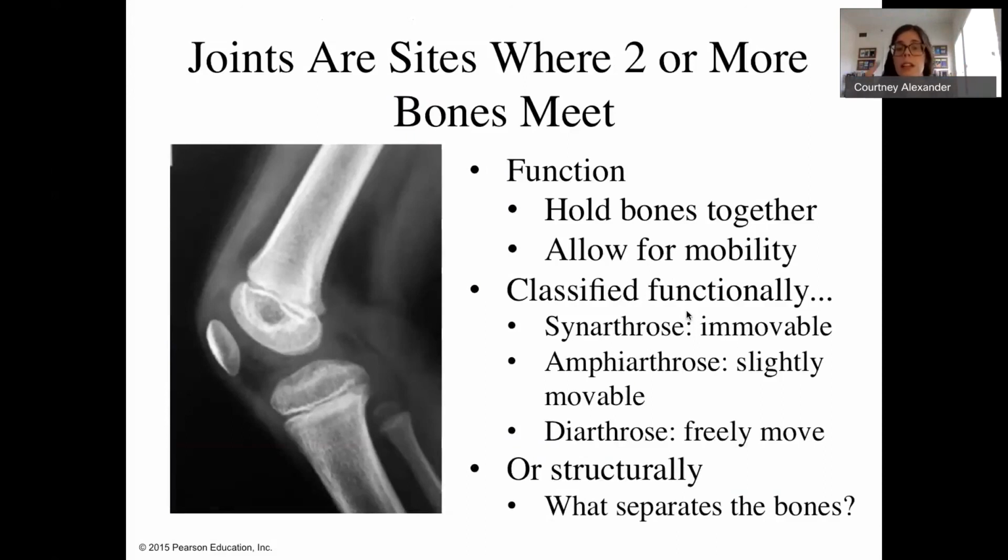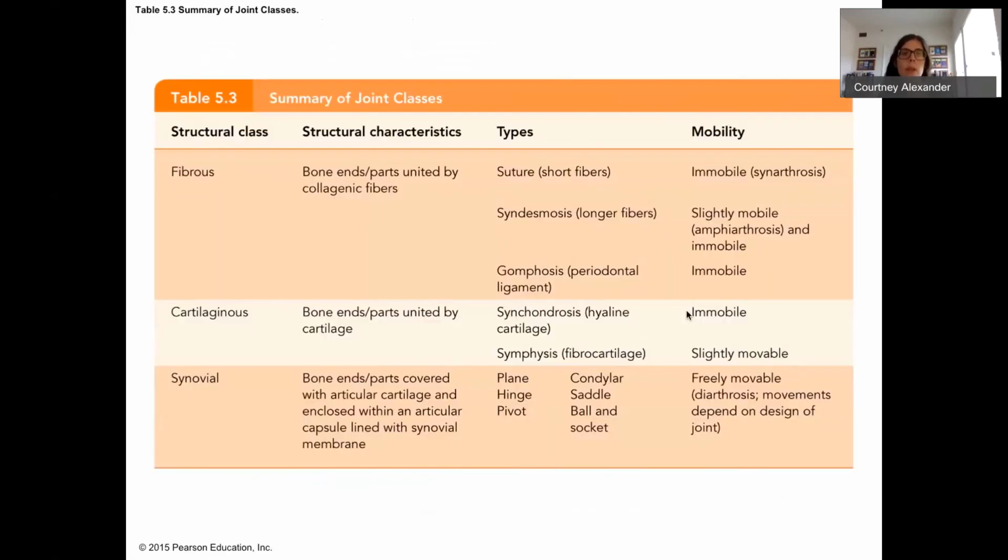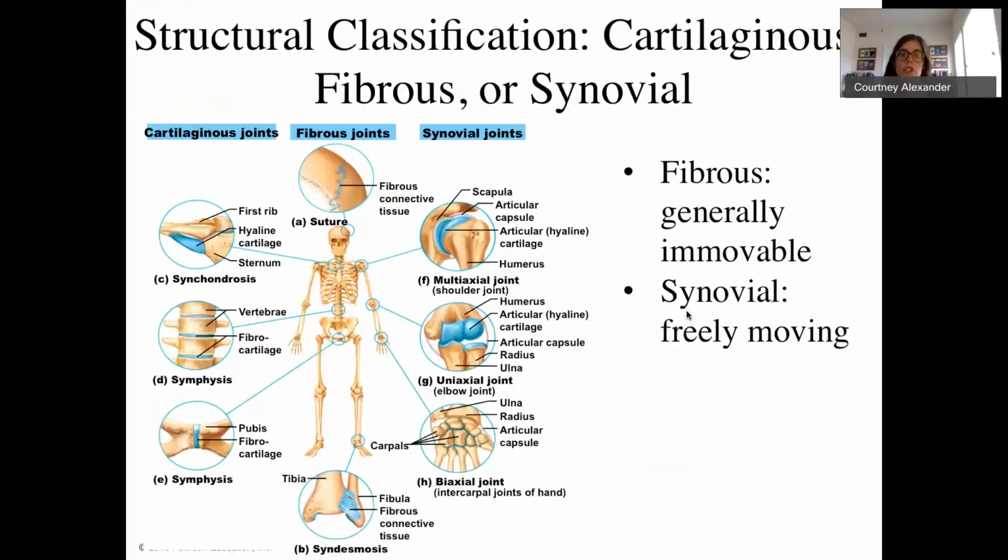We can also classify joints structurally by what physically separates those bones and makes that joint. And from there, we have three structural classes: fibrous joints, which are made of collagen fibers; cartilaginous joints, which are classified by the cartilage that joins them; or synovial joints, which have synovial membranes. We'll spend most of our time focusing on the synovial joints. The fibrous joints are generally immovable, whereas the synovial joints, those are freely movable.